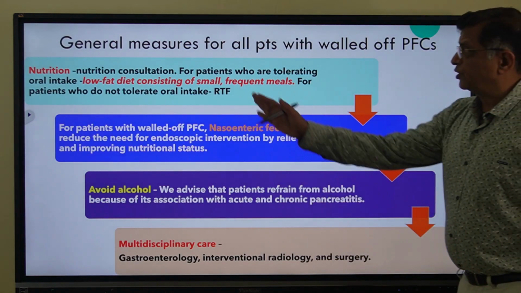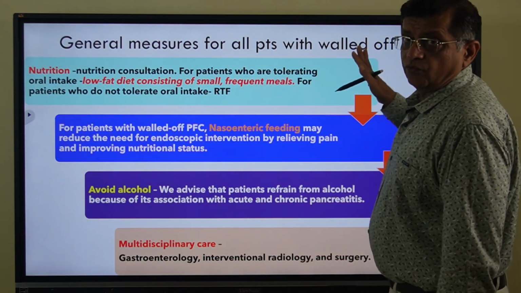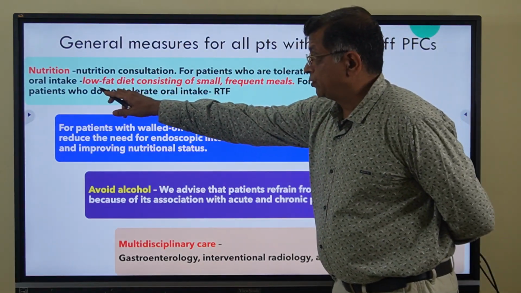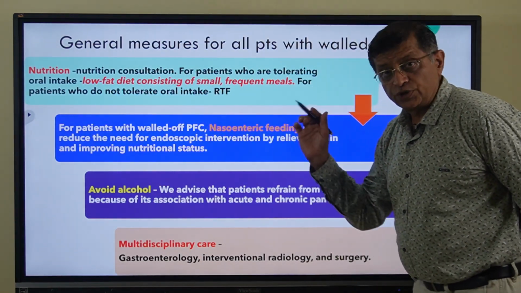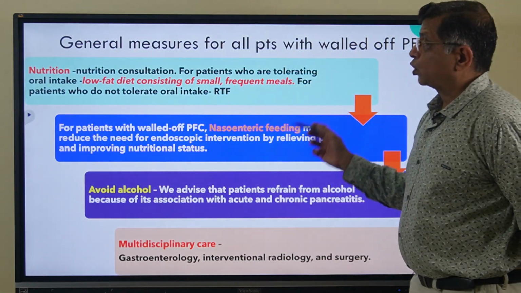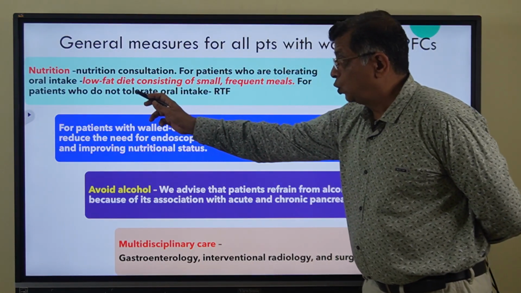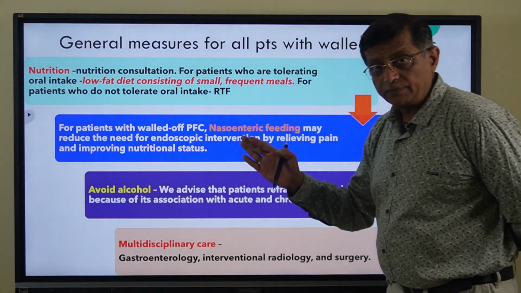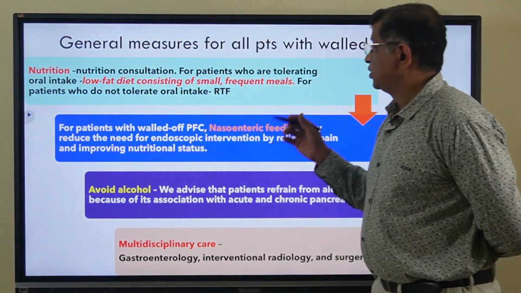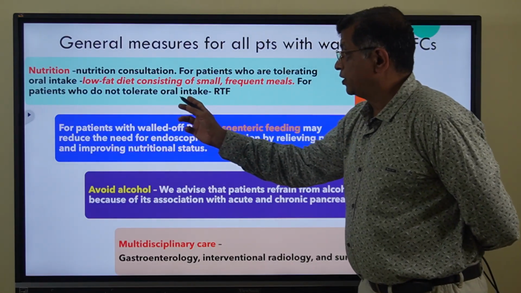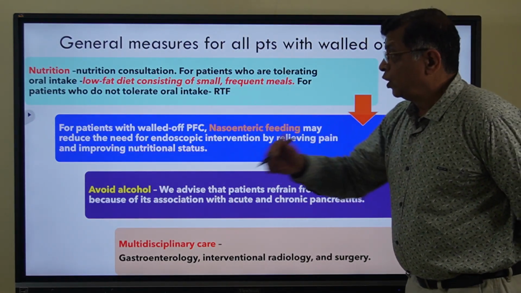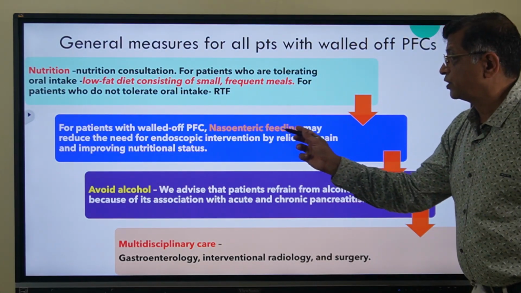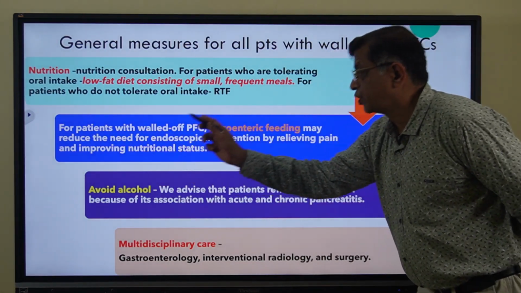So these are the general measures for all patients with walled off pancreatic fluid necrosis. First is nutrition. So take a proper nutritional consultation. For patients who are tolerating oral intake, start with low fat, consisting of small frequent meals. So low fat meals and small frequent meals. For patients who do not tolerate oral intake, start with enteral feeds. For patients with walled off pancreatic fluid collection, nasogastric feeding may reduce the need for endoscopic intervention.